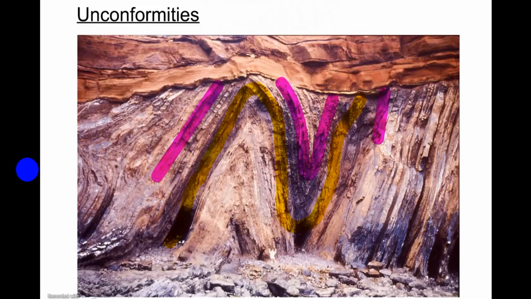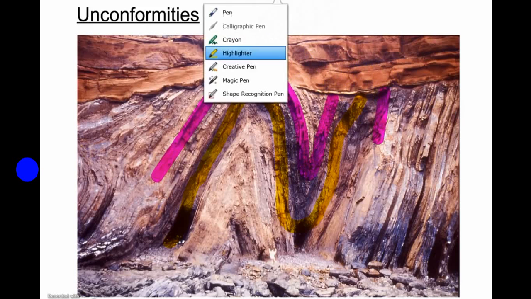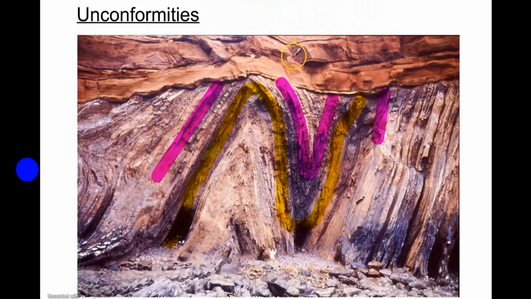What you're looking at here is called an unconformity or a nonconformity. What's happened basically is that some of these rocks are missing. This pink stripe should really come up here and come back down.